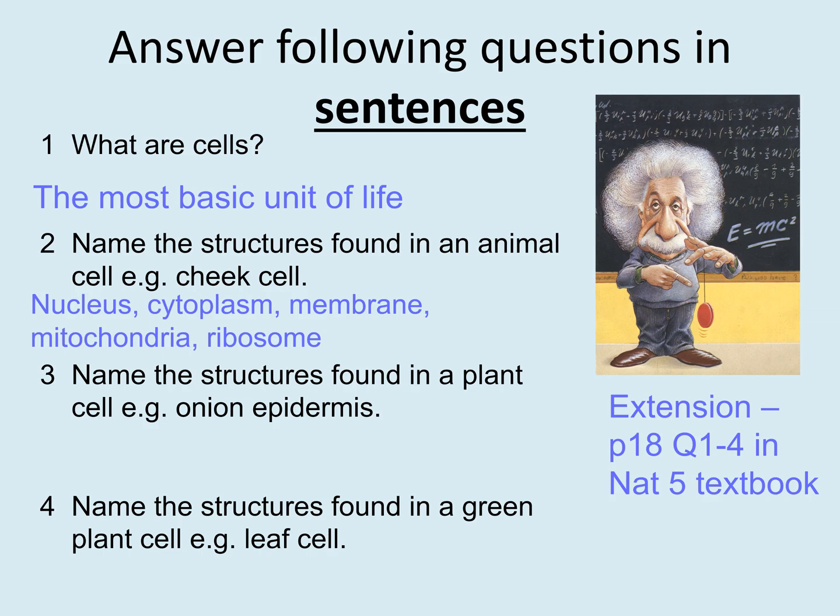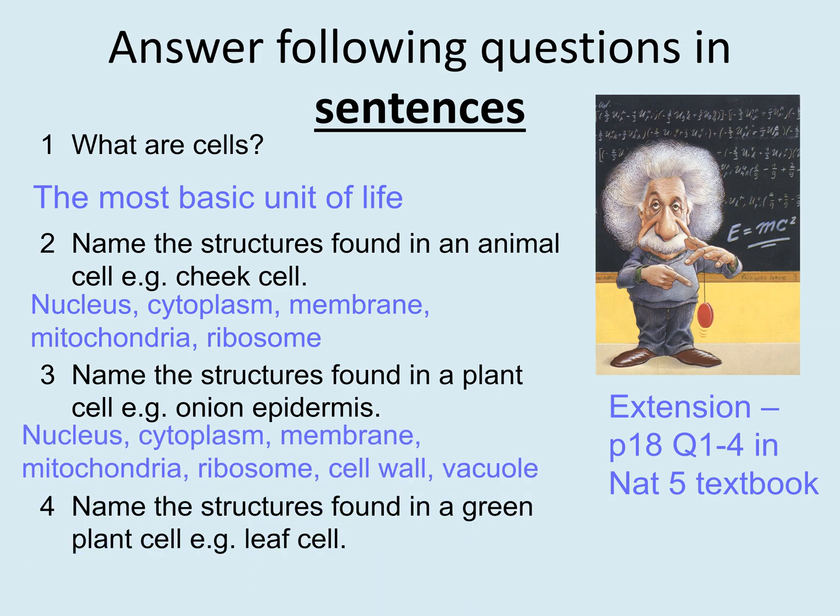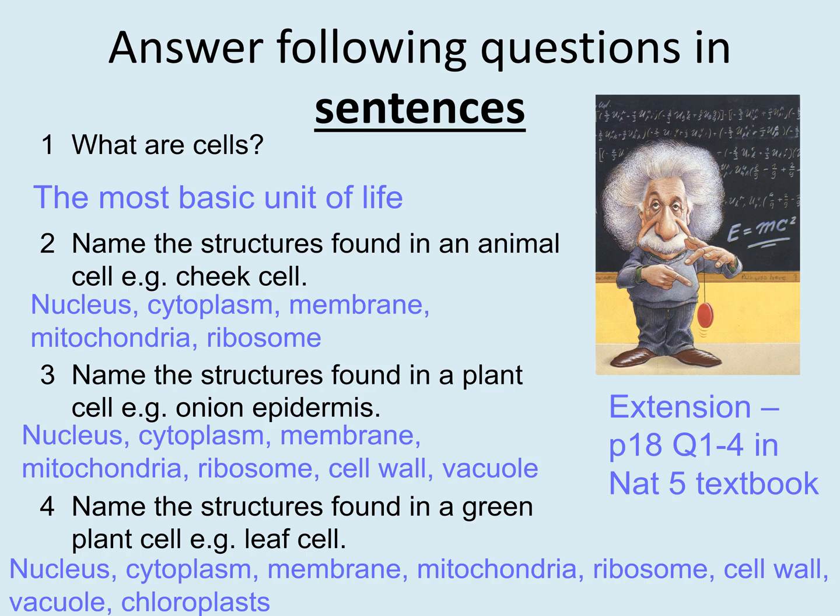And name the structures found in a plant cell, e.g. an onion epidermis. So it would be your nucleus, cytoplasm, cell membrane, mitochondria, ribosomes, cell wall, and vacuole. Note that this one doesn't have chloroplasts because it's not in a green plant. The last one, name the structures found in a green plant cell, e.g. a leaf cell, would be nucleus, cytoplasm, cell membrane, mitochondria, ribosomes, cell wall, vacuole, and chloroplasts.